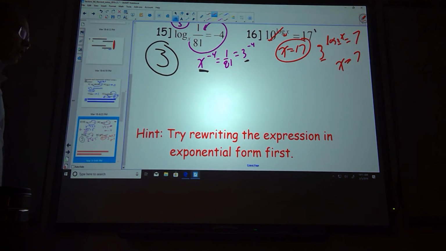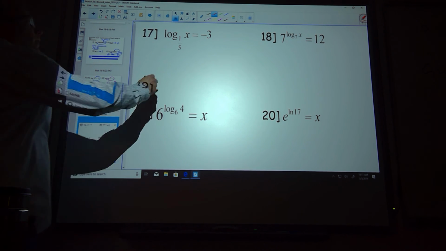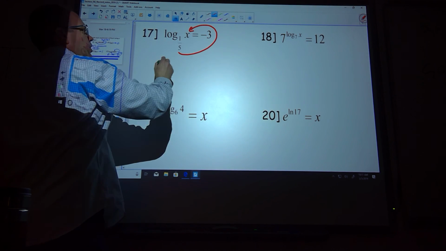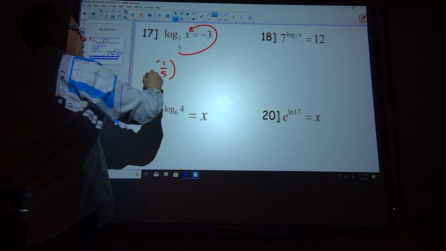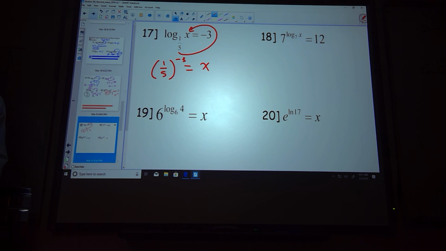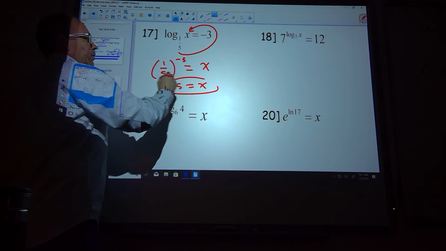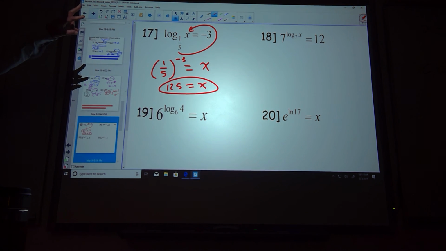Try rewriting the expression in exponential form first. We did. There's 1/5 to the negative 3. X equals 1/5 to the negative 3, that's going to be 5 to the third. So I get 125 equals x. Agree? Flip it over, 5 to the third, 5 times 5 times 5, 125.